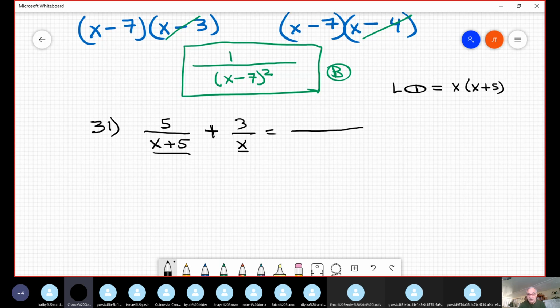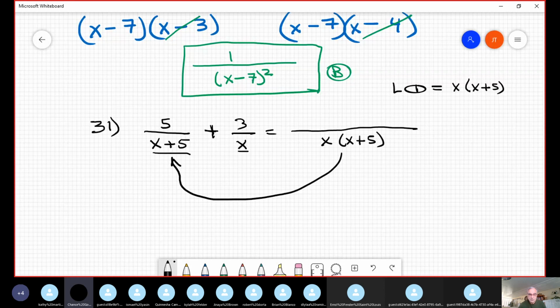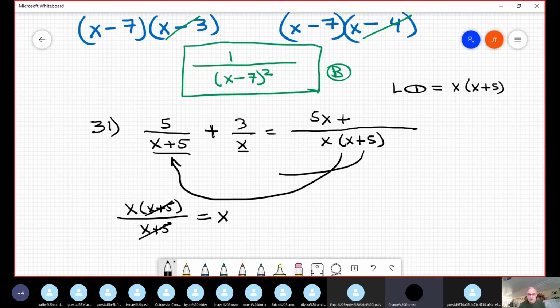You condense everything in only one fraction, with the denominator the multiplication x times x plus 5. Remember that in order to find the top part, you divide the common denominator by each denominator. x times x plus 5 divided by x plus 5, x plus 5 cancels and stays x, times 5 is 5x. Plus, again, this divided by x: x cancels and stays x plus 5 times 3.